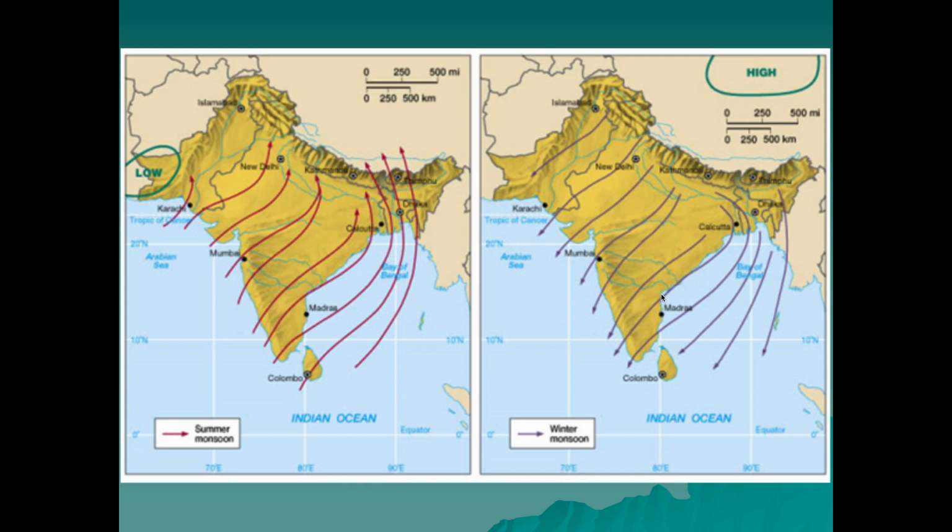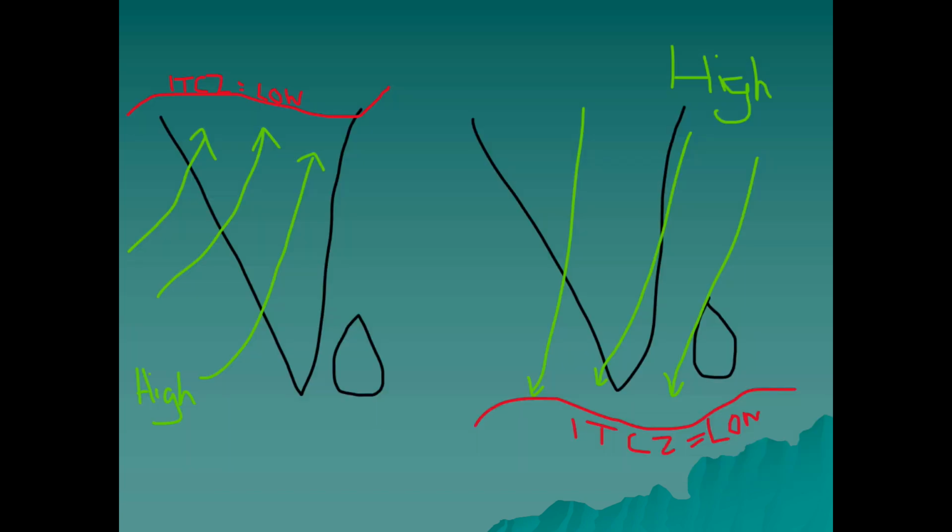Now, you're not going to like my diagram, it's one of the worst I've ever drawn, but I did try to warn you. So the black line is meant to be India and Sri Lanka, the red line is meant to be the ITCZ, and the green line is meant to be the winds.